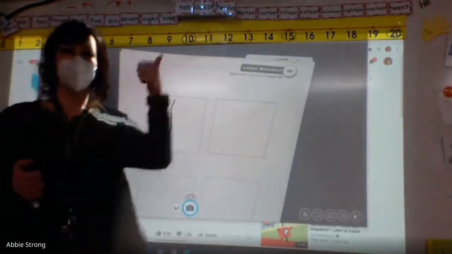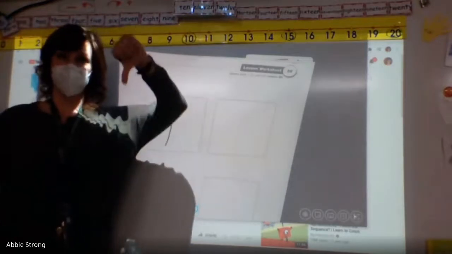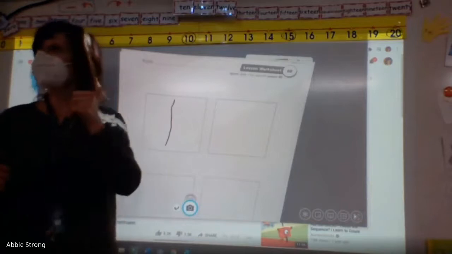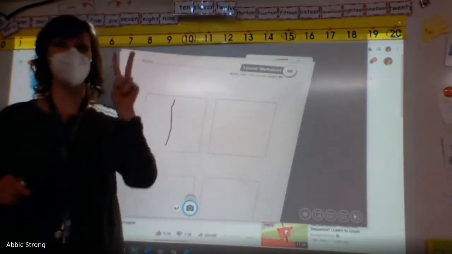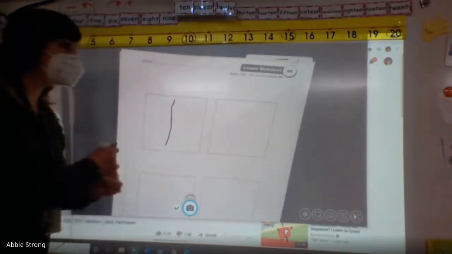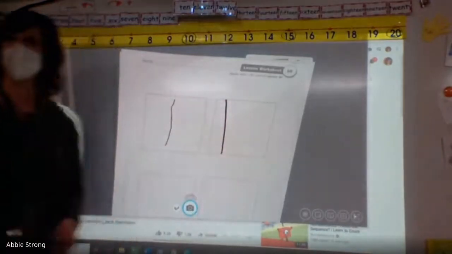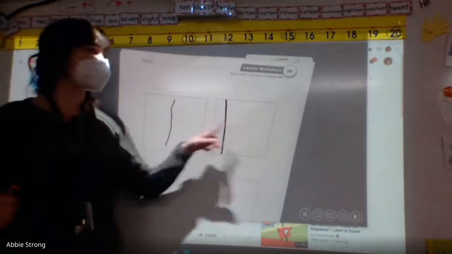Thumbs up, you agree she divided it in half? Thumbs down, no, that's not in half. Good job. Half means two equal sections. Now, would this be dividing something in half? No. Why is this not divided in half?